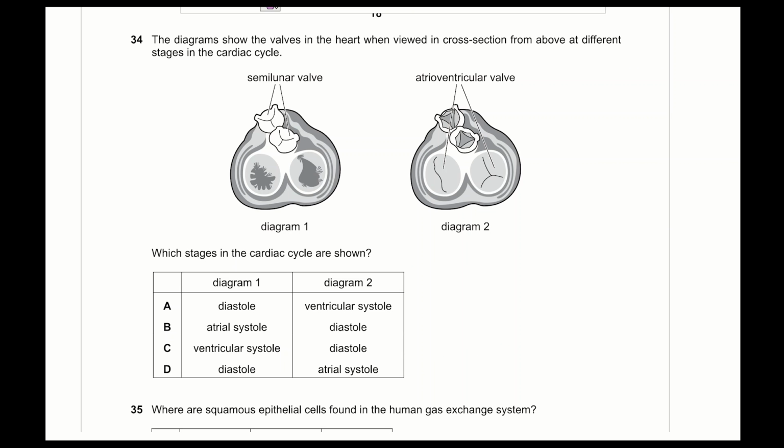Question number 34. The diagram shows the valves in the heart when viewed in cross-section from above at different stages in the cardiac cycle.